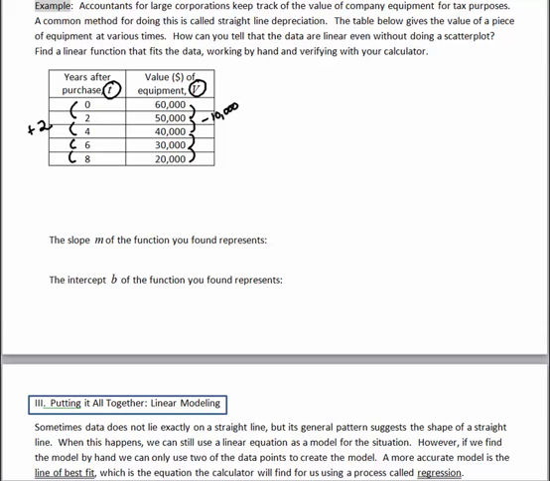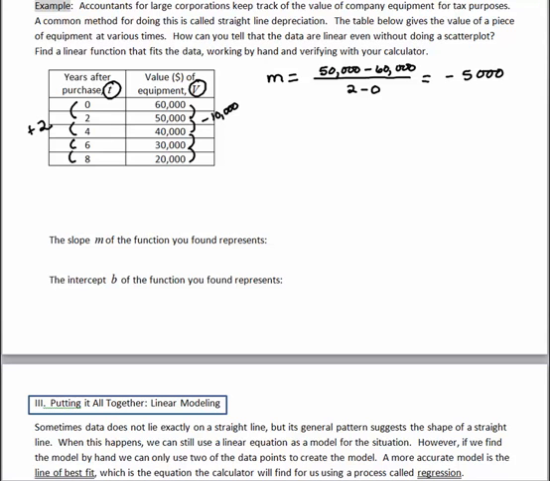Let's go ahead and get the equation for this data. I've really almost done the slope calculation just by what I wrote down there, but I'm going to write it out anyway. I'll go ahead and use the first 2 data points. So that would be subtracting the y's, 50,000 minus 60,000, and subtracting the x's, 2 minus 0, gives me a slope of -5,000.